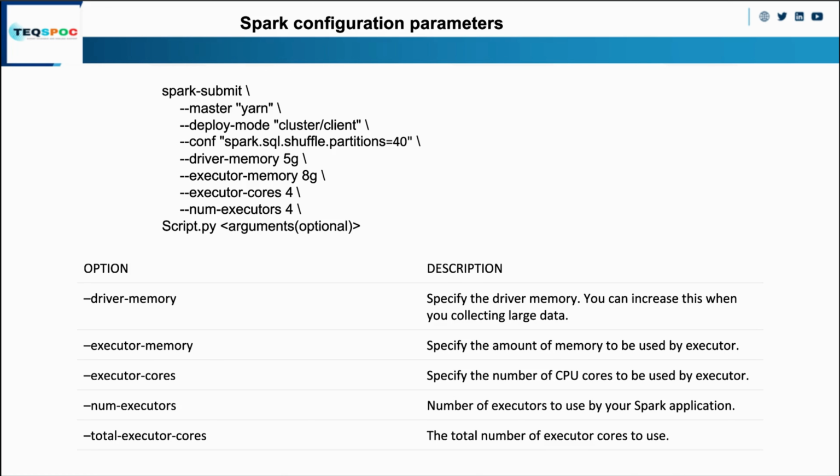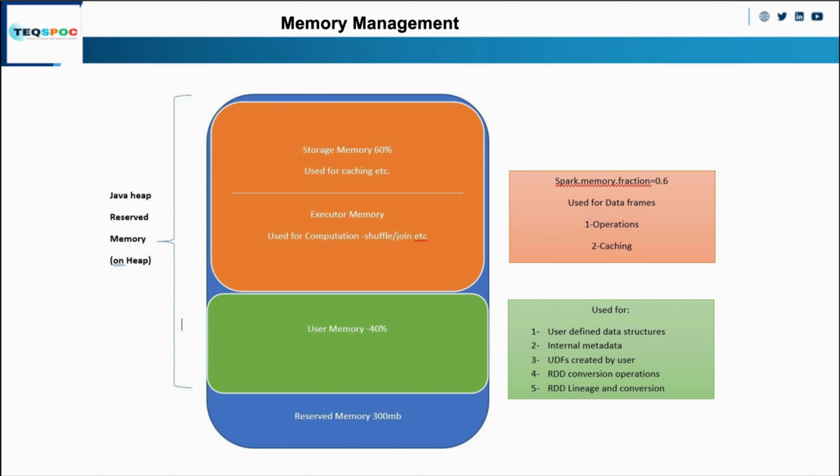Now let's talk about the second part, which is memory management. I told you that I'm always allocating a bit more executor memory than driver memory, because a lot of things are happening, and executor memory is not being used only by execution but by different things as well. So let's take a look at that.